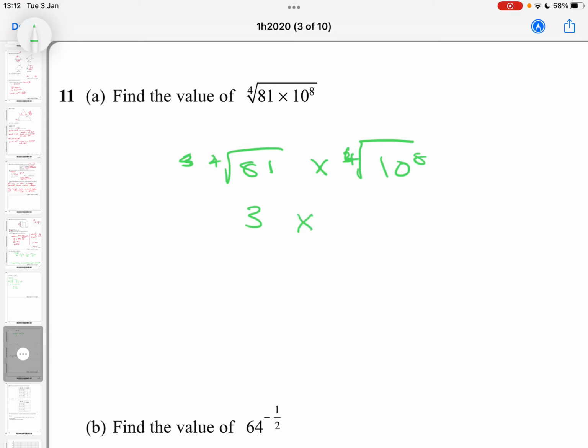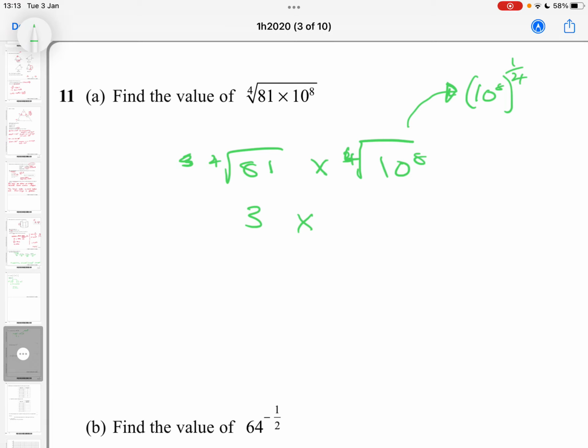And then here, the cube root of 10 to the 8th. So what you could do here is look at the laws of indices. I know that a root is actually referring to a fraction. So I could write this as 10 to the 8th, and instead of the 4th root, I can write that as a quarter, because that's what that means.